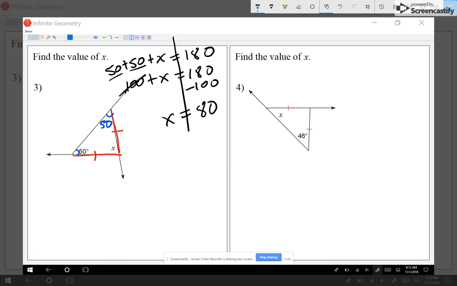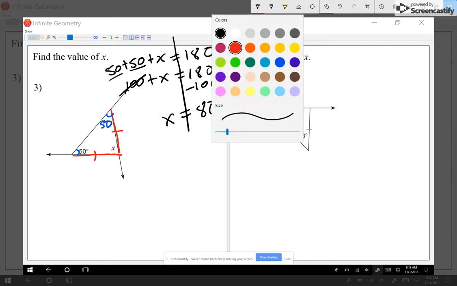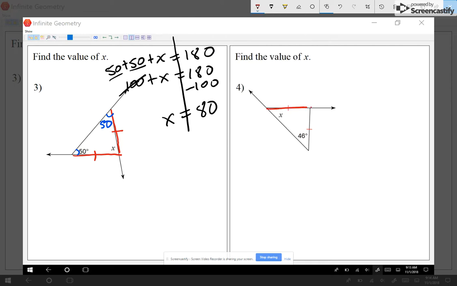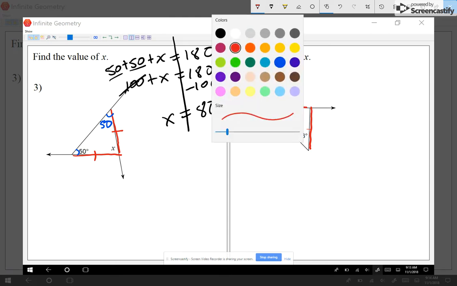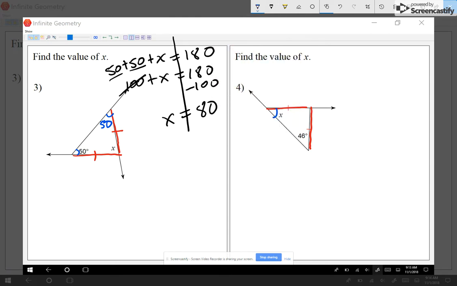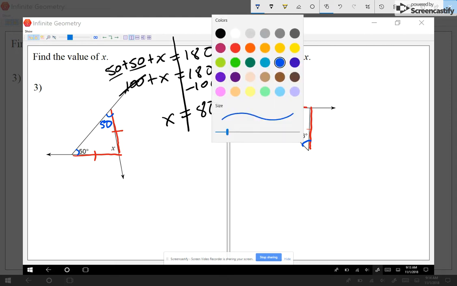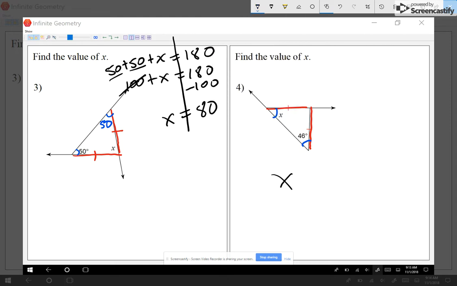Now looking at number 4, I see that the two sides that are equal is this side with this side. So the two angles that are going to be equal are going to be these two. In this case, I get that x is equal to 46 because those two angles are equal. And then that's it. That's it for number 4.